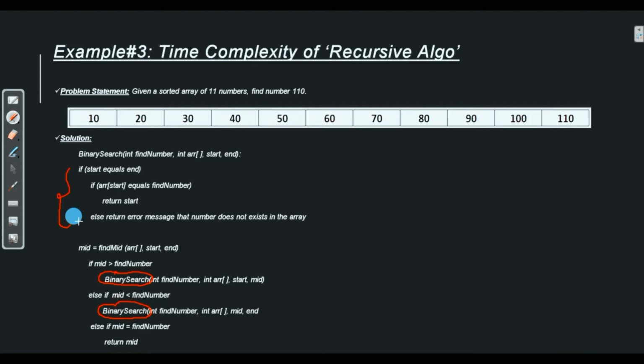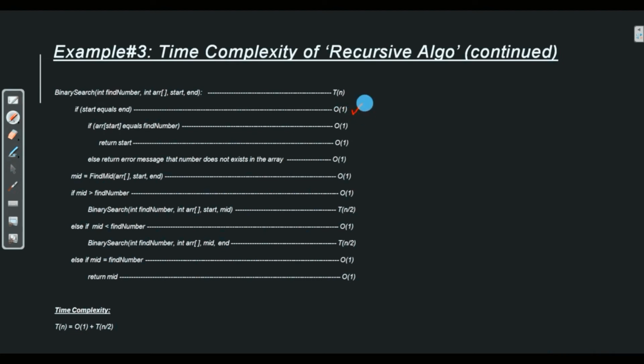Now let's see how to find the time complexity of this algorithm. So doing some comparison will take order of one time. Again doing some comparison, returning some value, returning an error message, all of these are constant time operations. Finding a midpoint is again a constant time operation. Again we have a comparison, constant time operation. This part we will come to later.